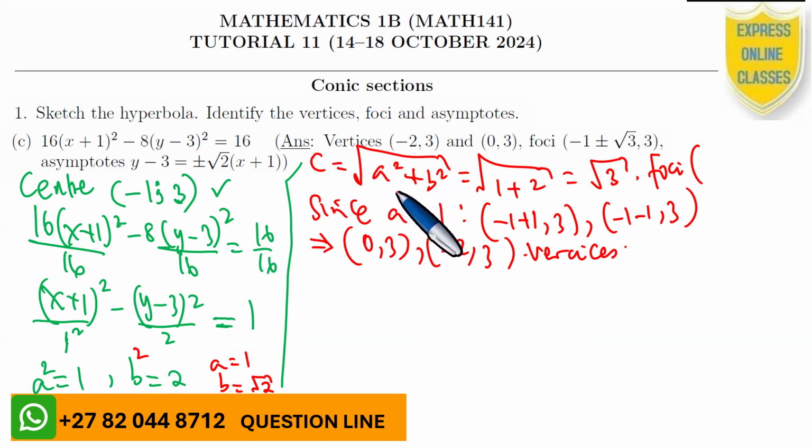The foci will be located where you have the center and then to the x, because it's positive and a is related with x, you add and subtract the c to the x. So the x component is minus one, but now you add and subtract the square root of three to the center. Okay, so this gives us the foci. What about the asymptotes? Right, so the asymptotes.